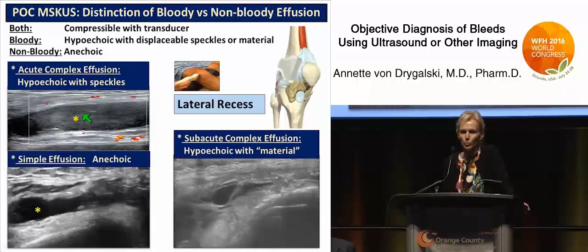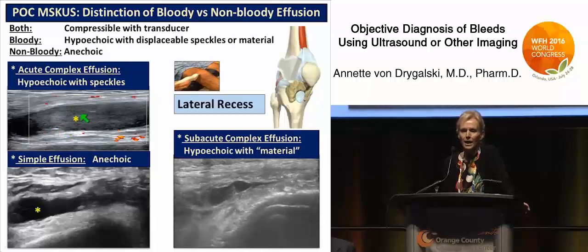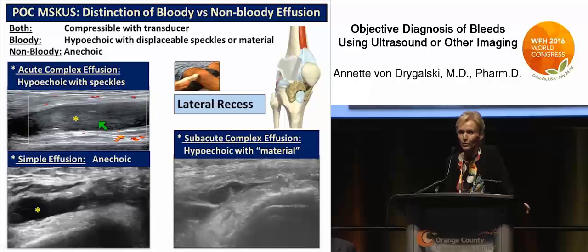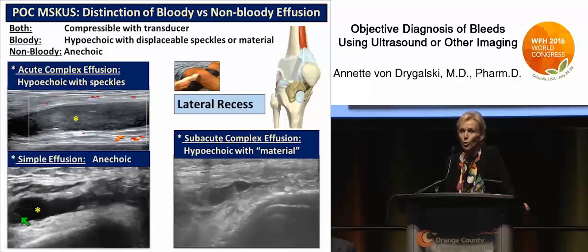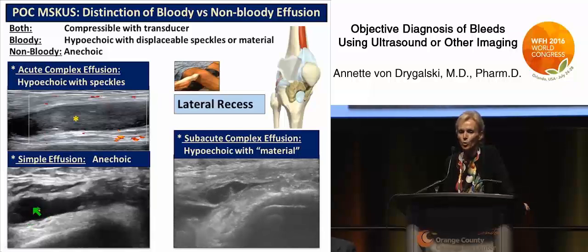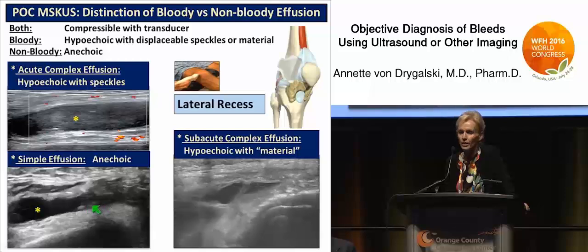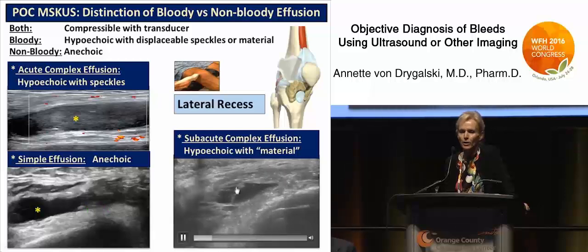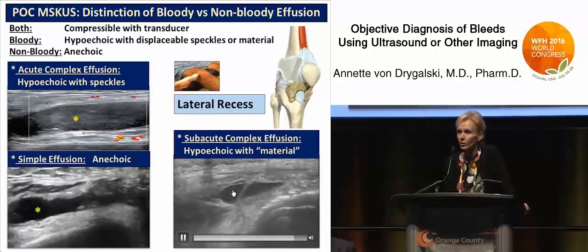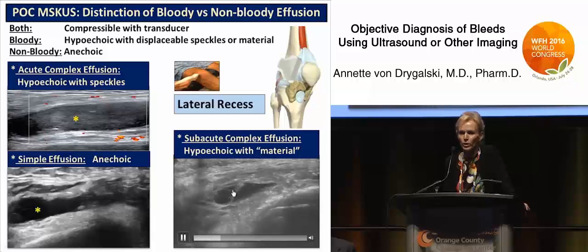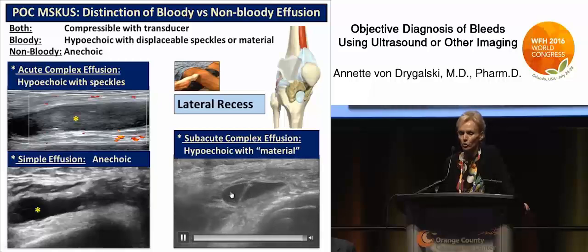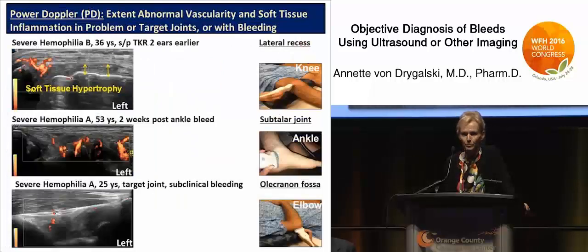This would be a very fresh bloody effusion. We call it acute complex: hypoechoic, milky, with displaceable speckles upon compression, not shown here. Versus here below would be the other end of the spectrum, a simple anechoic effusion, all black. There is no displaceable material here, and disregard this, these are just tissue fronds. And then we have something here like a subacute complex effusion. It's hypoechoic with materials. This is a bloody effusion that's several days old. It starts to coagulate. It's only semi-compressible and has all kinds of fibrin strands and coagulating material in there.